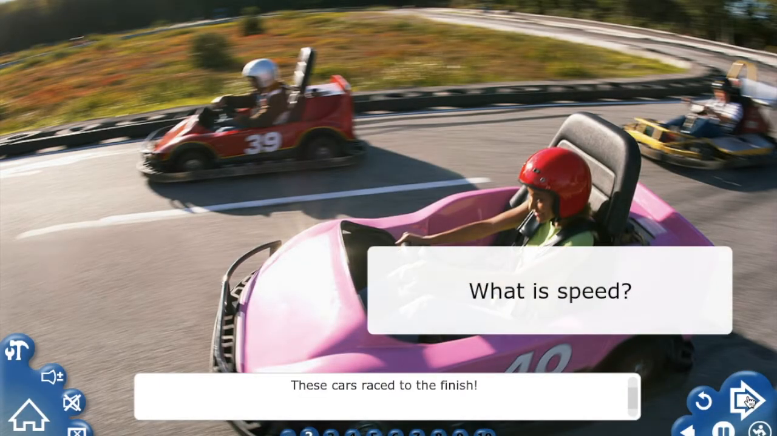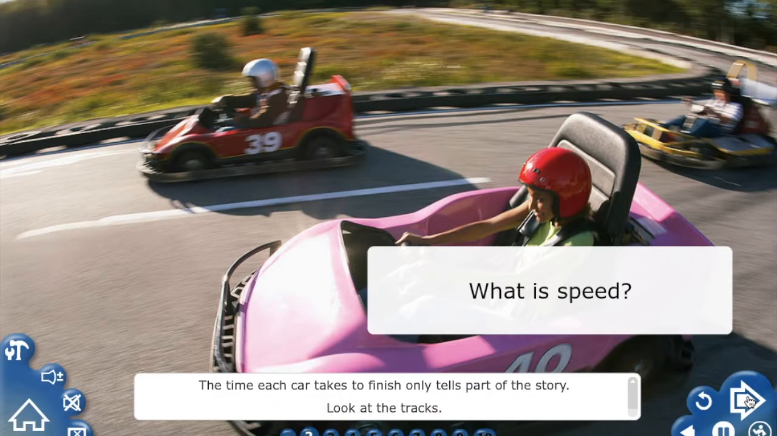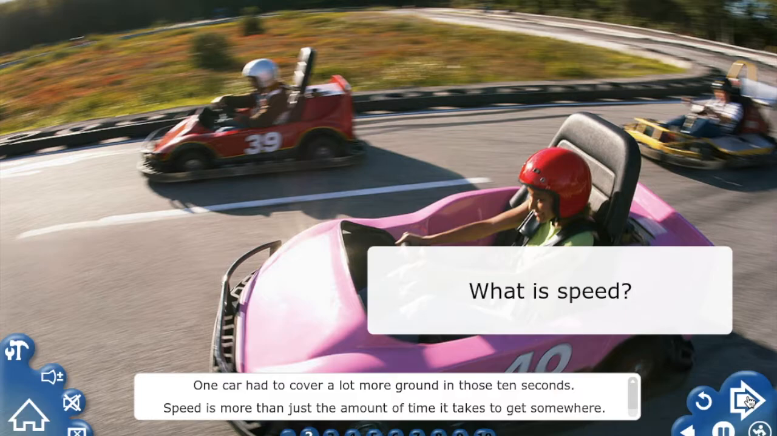These cars raced to the finish. It took both cars 10 seconds to drive their tracks. Which car was traveling faster? Let's find out which one traveled with more speed. The time each car takes to finish only tells part of the story. Look at the tracks. One car had to cover a lot more ground in those 10 seconds. Speed is more than just the amount of time it takes to get somewhere.